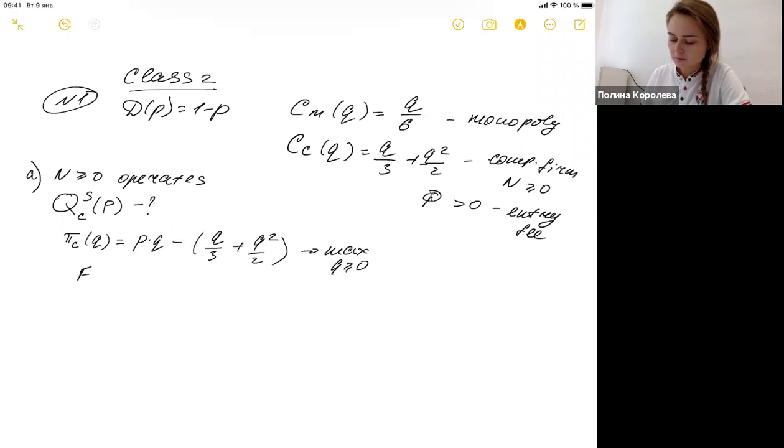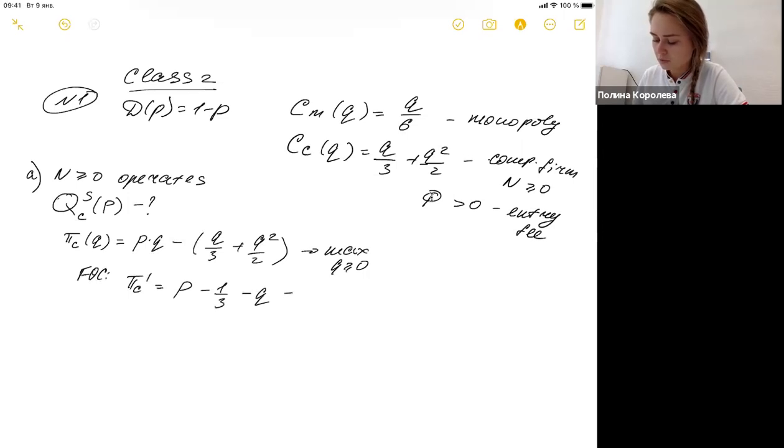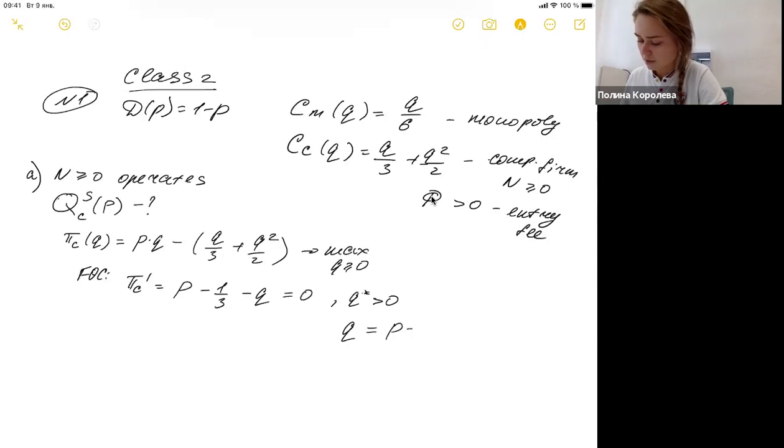So, okay, first order condition. We need to find critical points such that they will give us maximum or minimum. We don't know, then we need to check. So, first derivative is price minus 1/3 minus Q. And this should be equal to 0 if our optimal quantity is bigger than 0. So from here we find that our quantity will be equal to price minus 1/3. And it is bigger than 0 only if price bigger than 1/3.